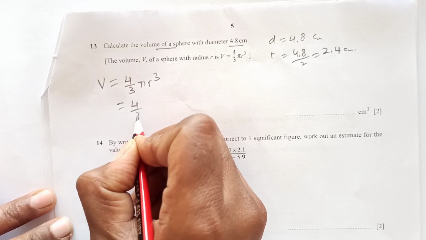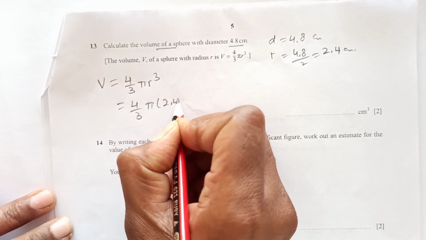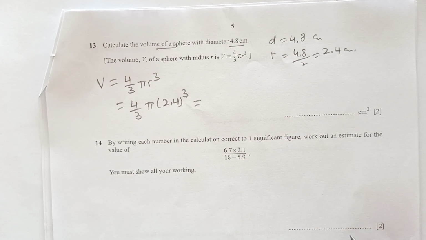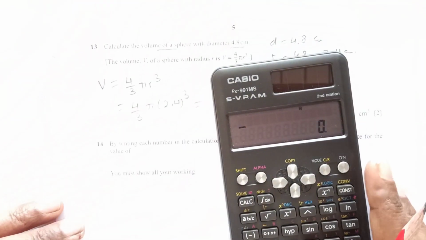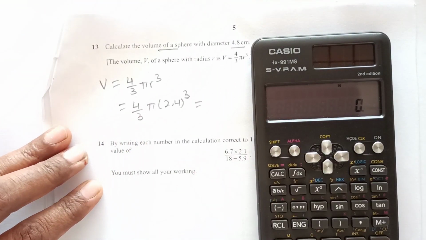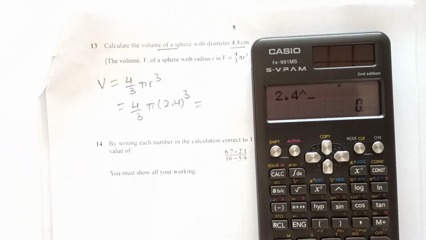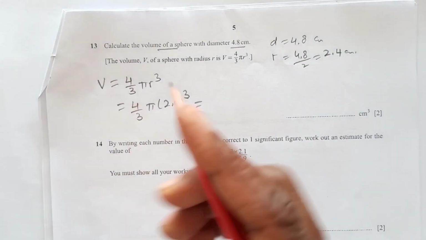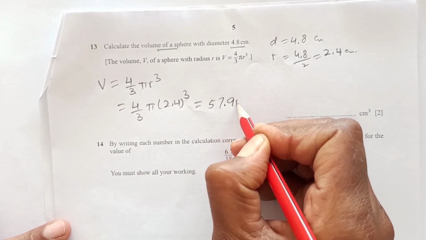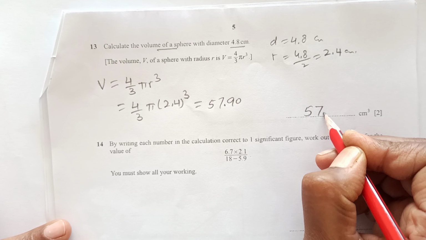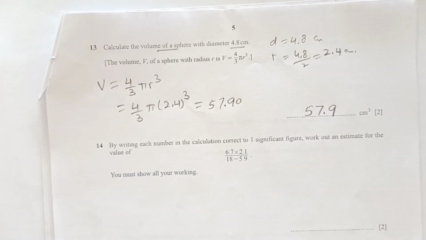So 4 over 3 pi r, where r is 2.4 to the power 3. Let's calculate that one. I'll start from here: 2.4 to the power 3 times pi times 4, the whole thing divided by 3, which is 57.90. So we will write it to three significant figures: 57.9 centimeter cubed, right?